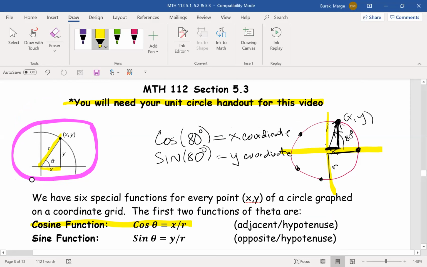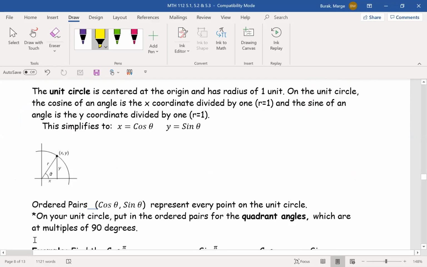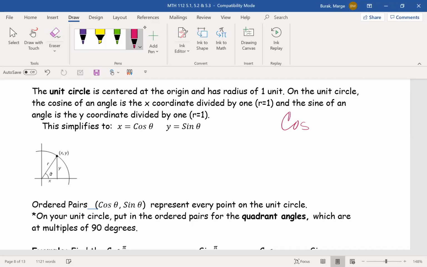And if you wanted the sine function, you would take the y coordinate and divide it by the radius. So if we're on the unit circle, since it's centered at the origin and the radius is 1, then the cosine of whatever angle you give is the x coordinate divided by the radius, but since the radius is 1, it's just x divided by 1, or x. And the sine is y divided by the radius, but since the radius is 1, you just get the y.